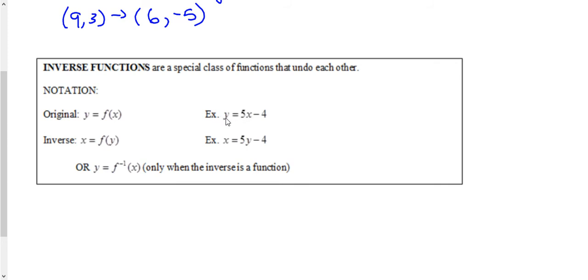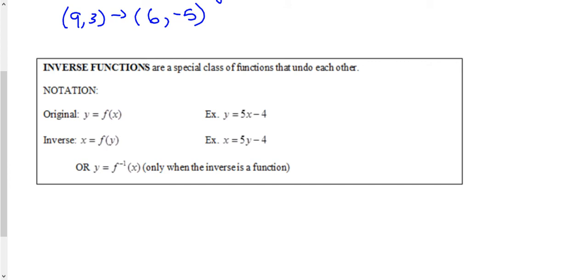If you had an equation that was y equals 5x minus 4, that's your original. Your inverse is now going to be x equals 5y minus 4. Another way that we can write this notation is using this y equals f of negative 1, x, and this negative 1 exponent is short for inverse.